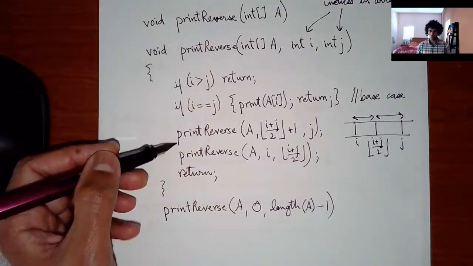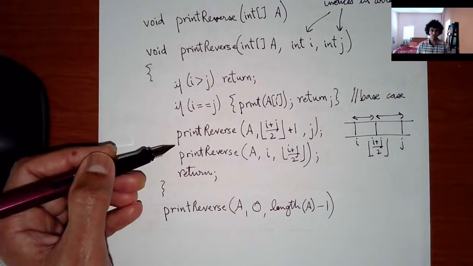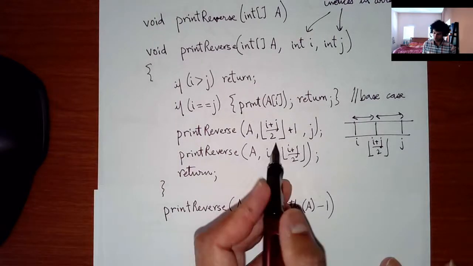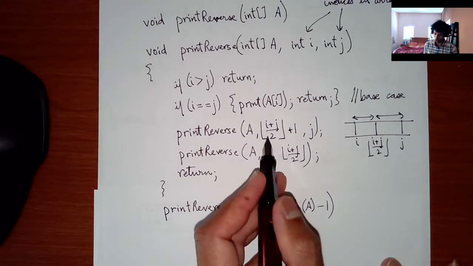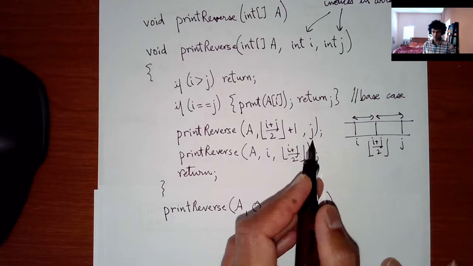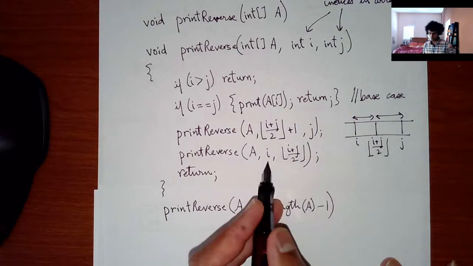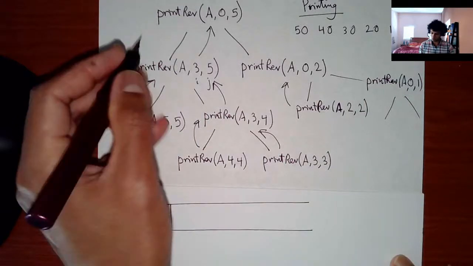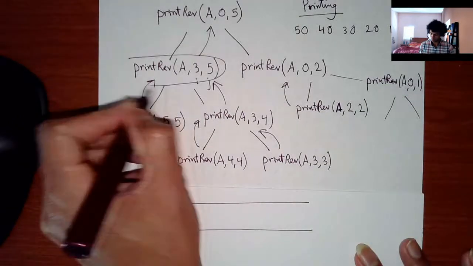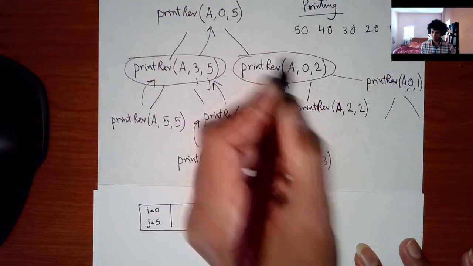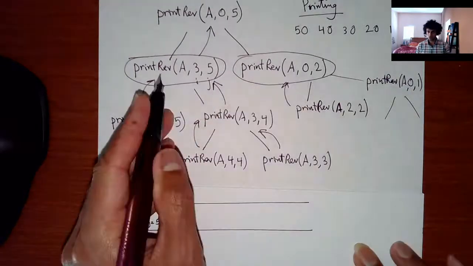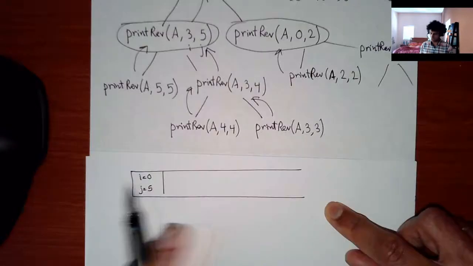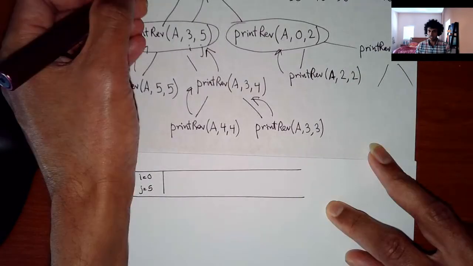This makes two recursive calls. This makes two recursive calls in this order, right? So the first recursive call is i, (i plus j) divided by 2 plus 1, and the second recursive call is i, (i plus j) divided by 2. Over here we can see this is the first recursive call, and this is the second recursive call.